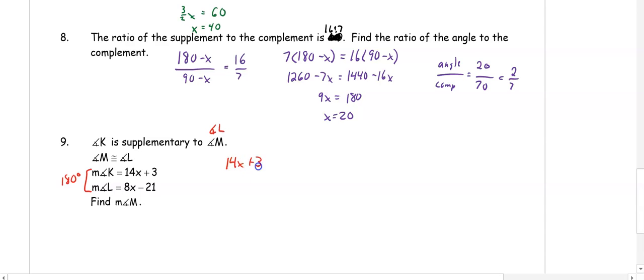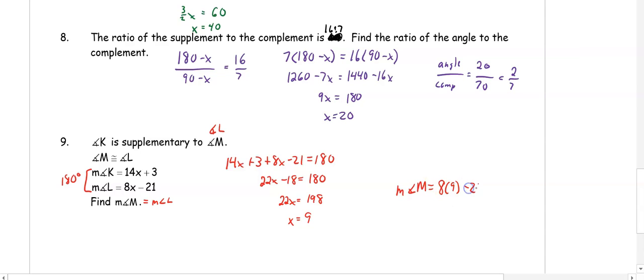So we get 4x plus 13 plus 8x minus 21 is equal to 180. So we get 12x minus 8 equals 180. So we divide, 12x is equal to 188. We divide by 12, x is 9. So since we know x is 9, we want to find the measure of angle M, and we know that it is equal to the measure of angle L. So to find the measure of angle M, we would do what L is, which is 8 times 9 minus 21. That's going to give us a measure of 51 degrees.